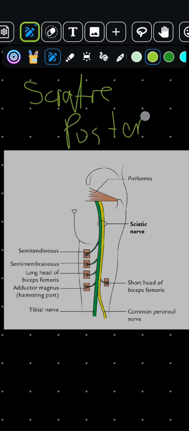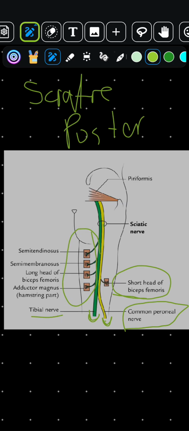The sciatic nerve has got two parts. It has the tibial nerve and the fibular nerve. The fibular nerve is also called the common peroneal nerve. But as it is passing through the thigh, it comes as one. So the fibular division or the common peroneal division only innervates the short head of the biceps femoris, whereas the tibial division innervates everything else.